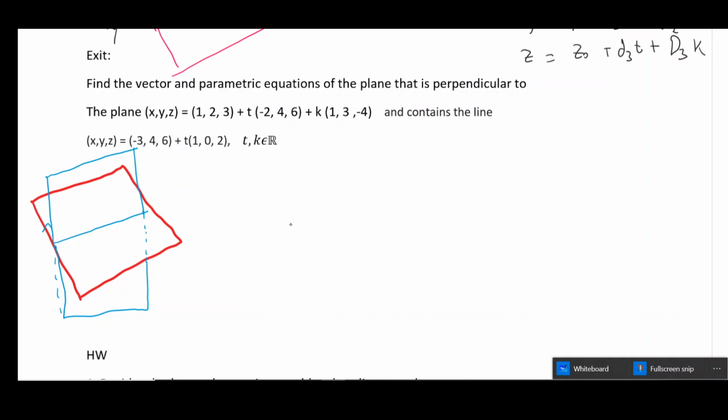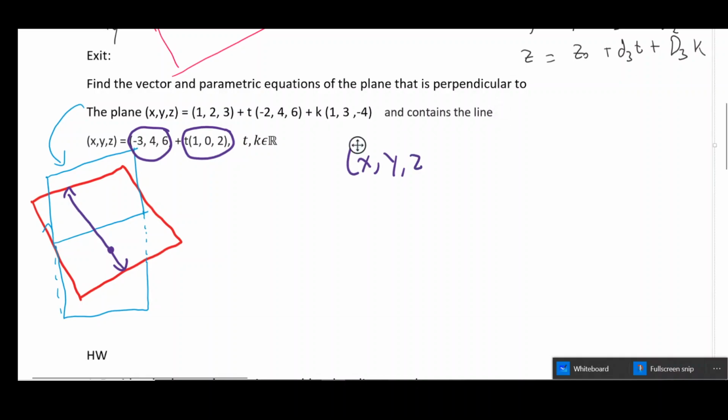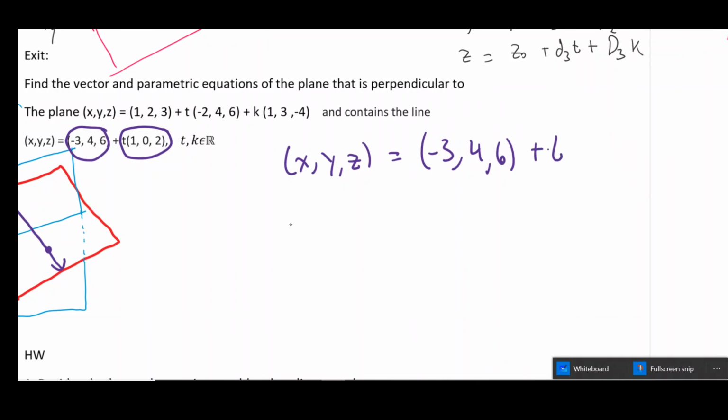Find the vector and parametric equation of the plane that's perpendicular to that blue plane. And our plane contains that line. So that line here, let's say, is some line sitting on the red plane. Okay, so that means this is a point on our plane, because that whole line's on the plane. That means this direction vector is a direction vector on our plane. So our plane is 2/3 done. We can use this for our starting point, and that for our first direction vector.